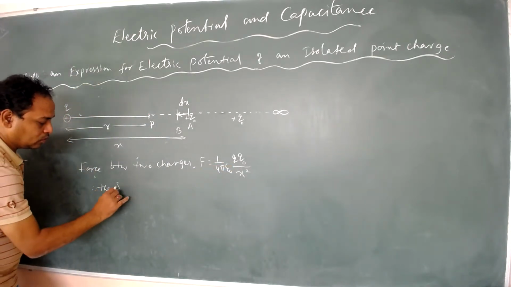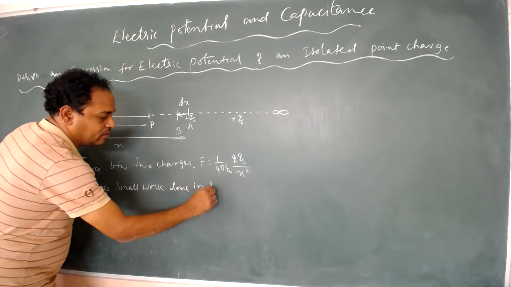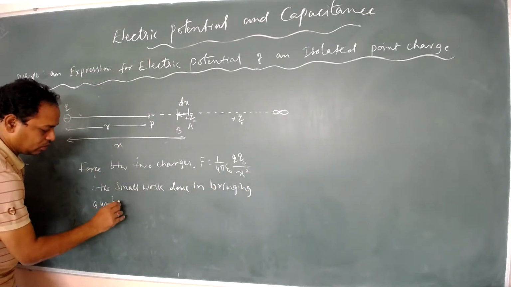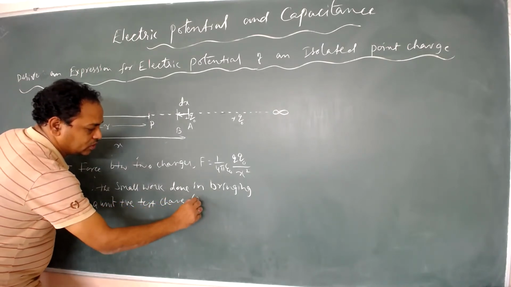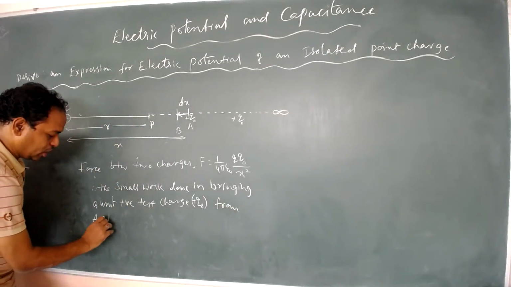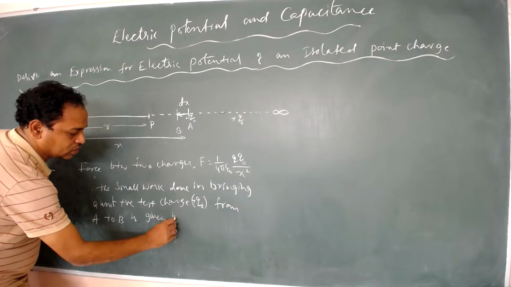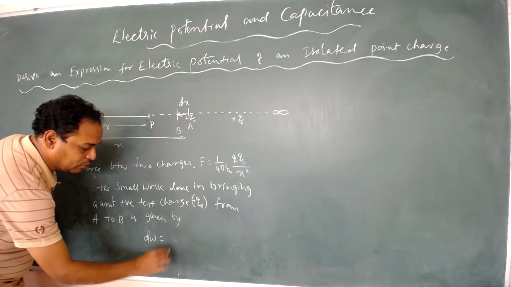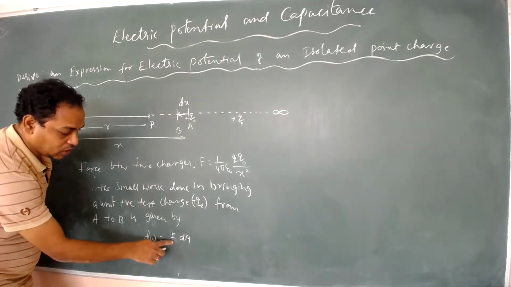Therefore, the small work done in bringing a unit positive test charge, that is Q naught, from A to B is given by, what is the formula for the work? Small work, so dW I am taking. dW is equal to force into displacement. Force into displacement.